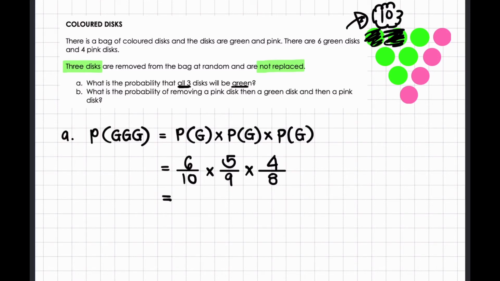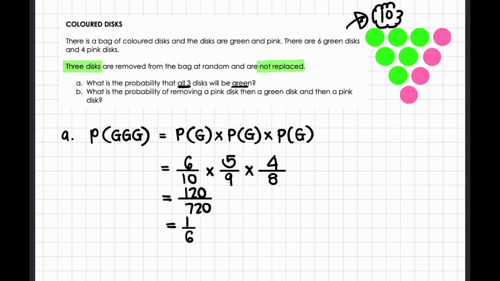Now, because there's only one combination of green, green, green, I'd only be working theoretically through my tree diagram from left to right. There aren't more than one combination that satisfies that requirement. So 6 times 5 times 4 is 120, over 10 times 9 times 8 is 720. And when I simplify that down, I get an answer of 1 out of 6. So I have a 1 out of 6 chance of all 3 of the discs being green.